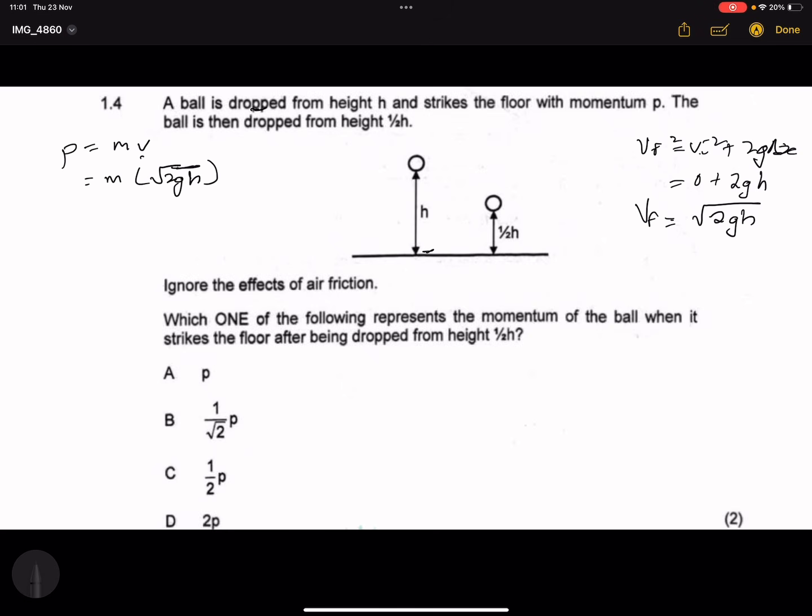Okay, so that's how we'd get the first momentum. They say which one of the following represents the momentum of the ball when it strikes the floor after being dropped from height half h. So we will do the exact same thing. However, we're looking for the other velocity. Let's call it v2, right?